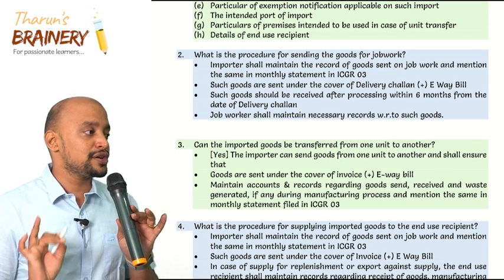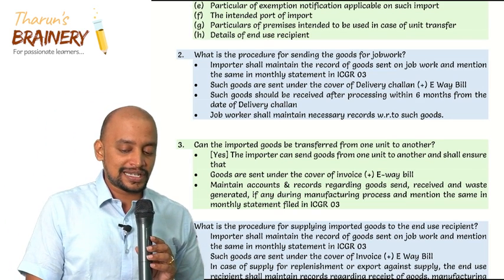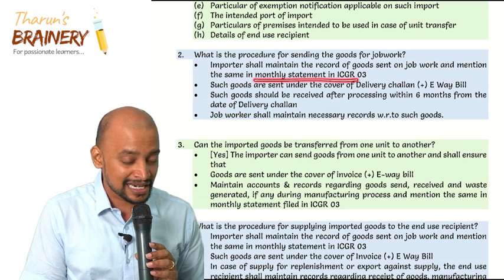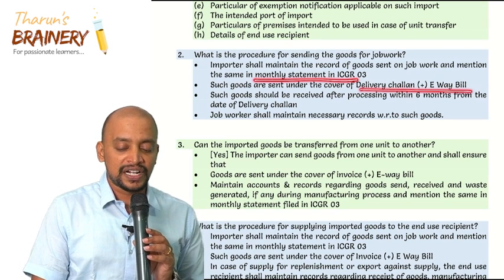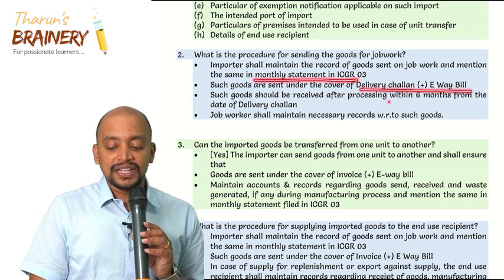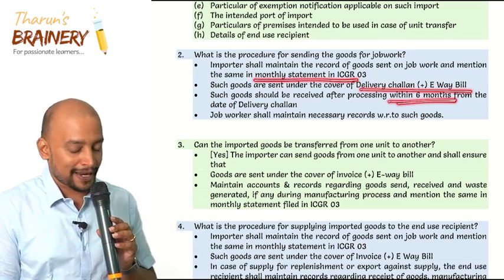So these are the 3 points you need to remember. Whatever goods that are sent on job work should be reported in the monthly statement and it should be under the cover of a delivery challan plus e-way bill, and within 6 months those goods should be brought back.